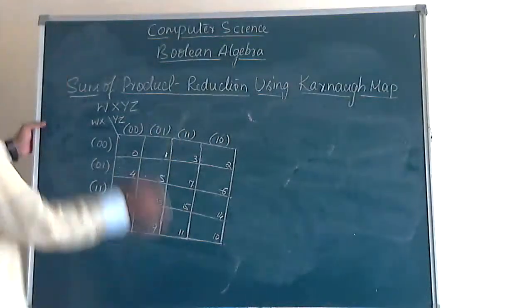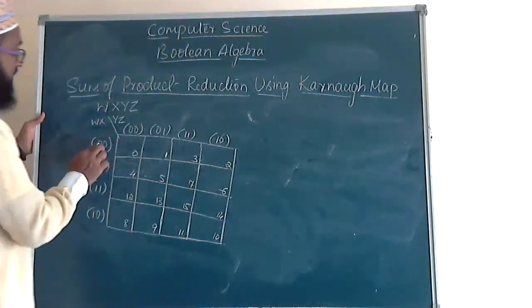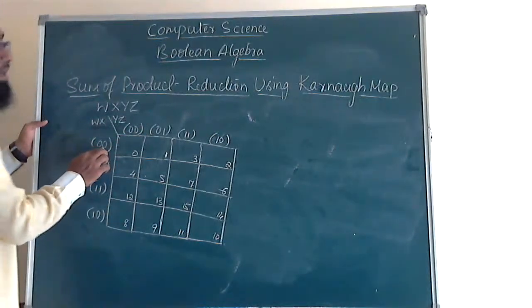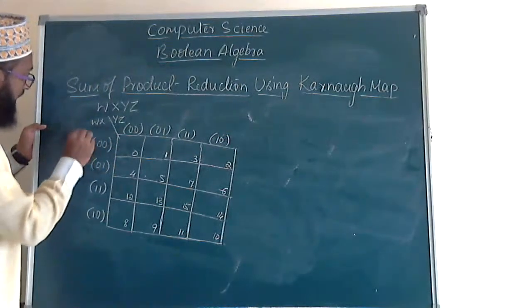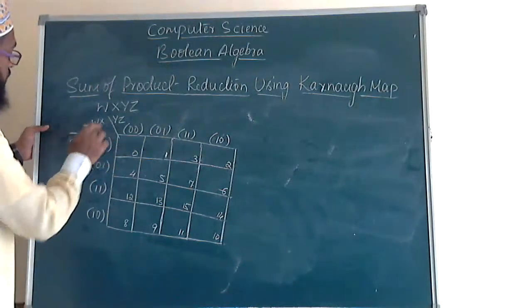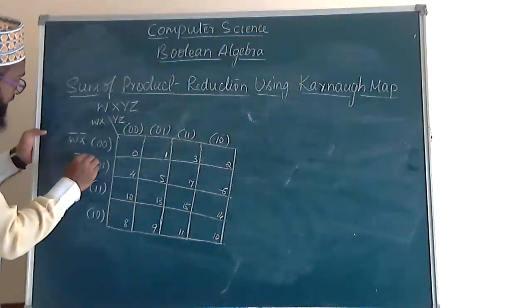We are using this for SOP, sum of products. It means minterms we have to represent. So in place of 0, we will put a bar. Here WX: W bar, X bar. 2 zeros are there, so 2 bars. Here 0 1 is W bar, then X.